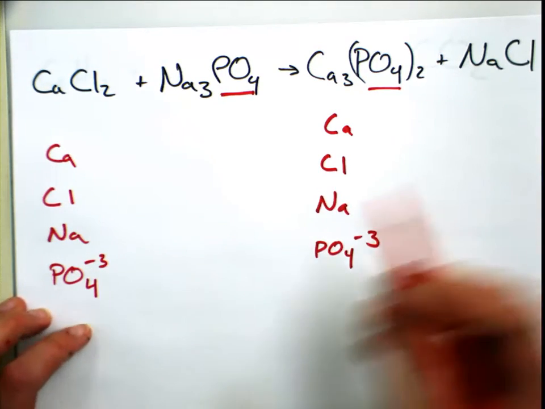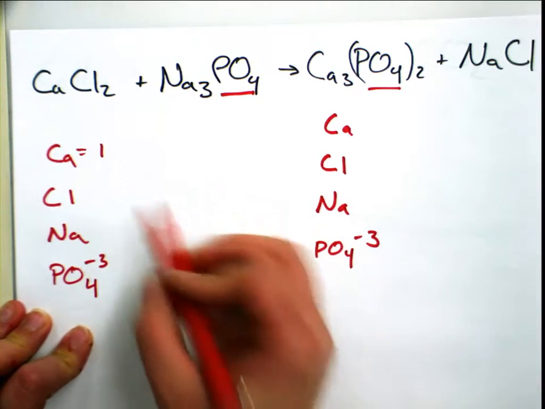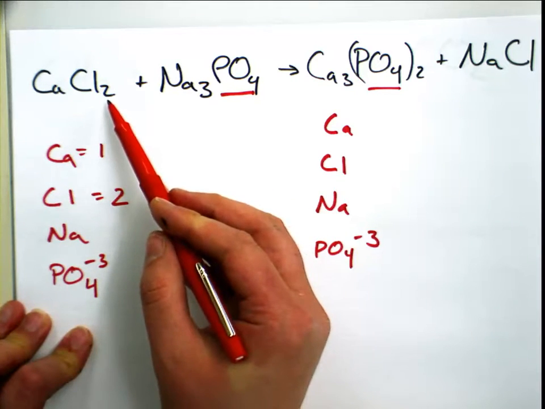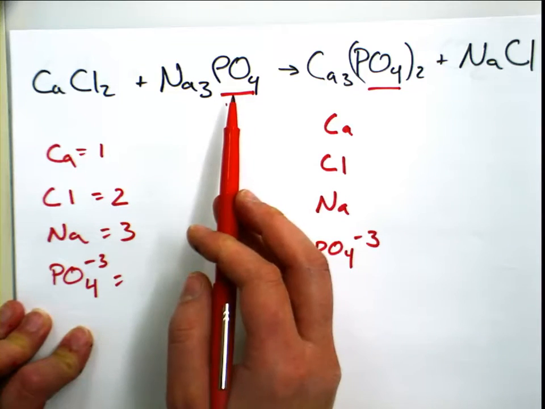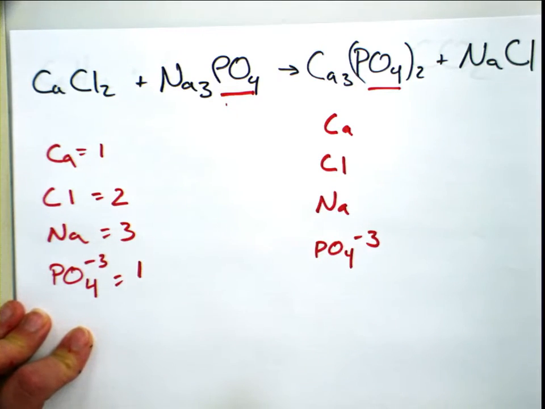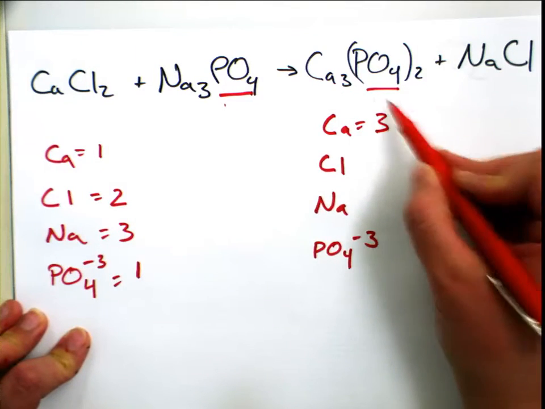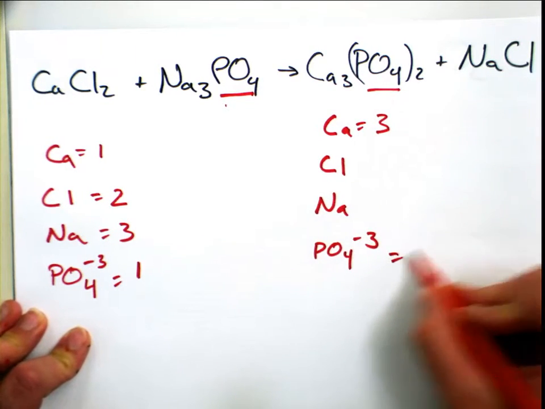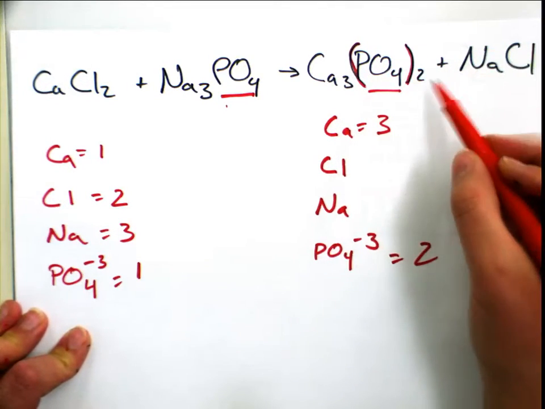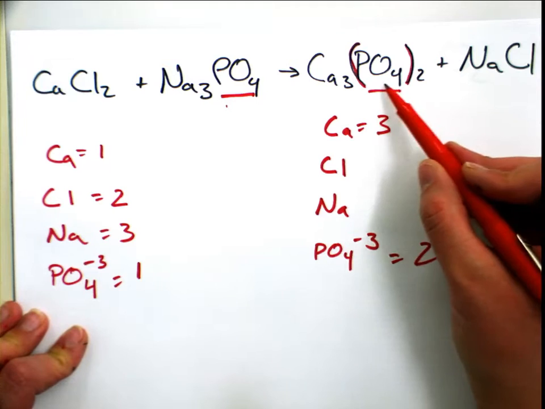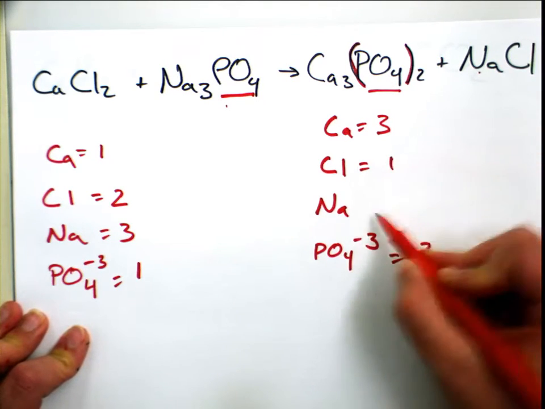All right, now initially on our reactant side we have 1 calcium atom, we have 2 chlorine, 3 sodium, and 1 phosphate polyatomic ion. On the product side, we have 3 calcium, 2 phosphate. The subscript 2 out here behind the parentheses means that we have 2 units of phosphate. And we have 1 sodium and 1 chloride.